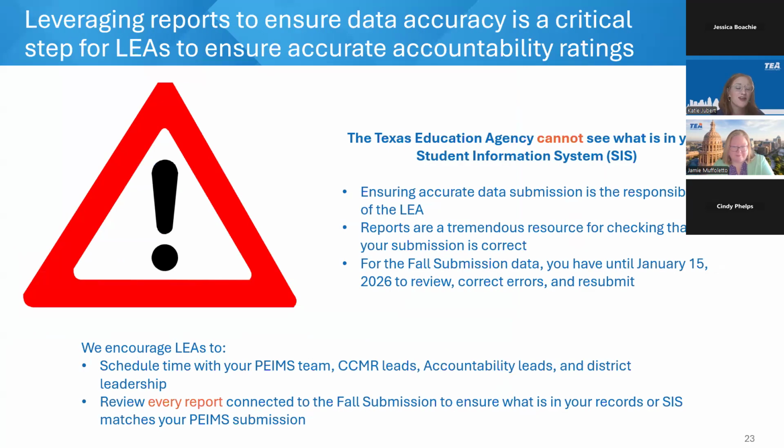And one thing we just want to name is that we cannot see what is in your student information system. It doesn't matter which SIS you are using, we cannot see what's in there. And so it's really critical, and Jamie's about to jump into how you do this. But our first segment is thinking about who is enrolled, what grades they are enrolled in, and what their economically disadvantaged status is. We can't see what is in your SIS. And so it's really important that you run these reports to make sure that what's in your SIS and your data systems at the local level are matching what we are seeing in PEIMS. And that's ultimately your responsibility.